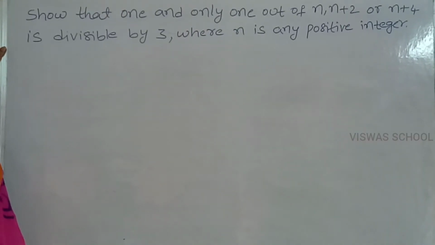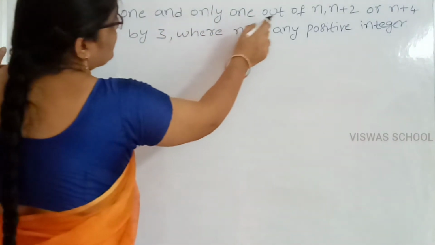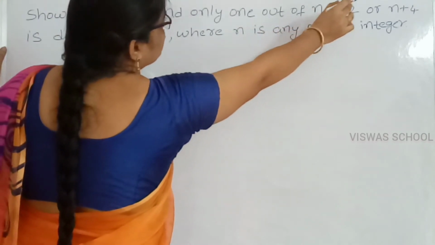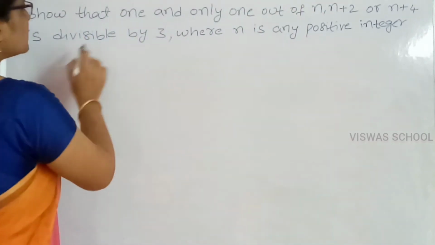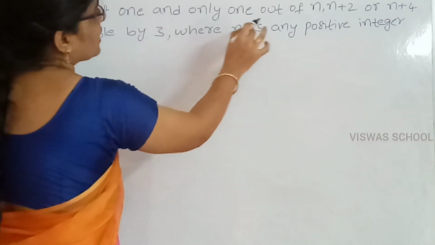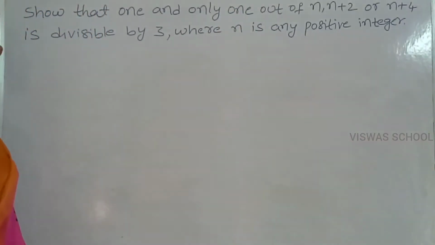Here, the next one is: show that one and only one out of n plus 2 or n plus 4 is divisible by 3, where n is any positive integer. This one we have to prove by using Euclid division lemma.